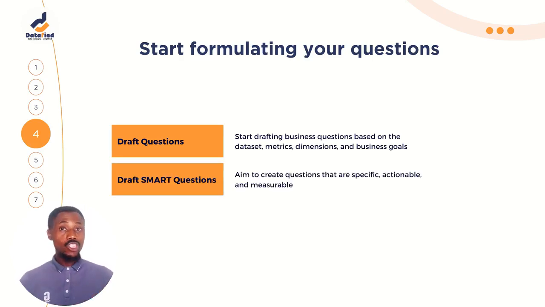And then make sure that the question you're drafting is smart. Draft smart questions. Aim to create questions that are specific, questions that are actionable, questions that are measurable. You have to create a smart business question, specific, actionable, and measurable. You don't just create questions that are open-ended, that cannot be answered directly with the data set. So please draft smart questions.